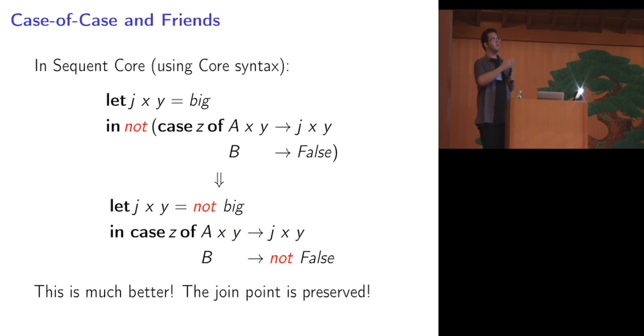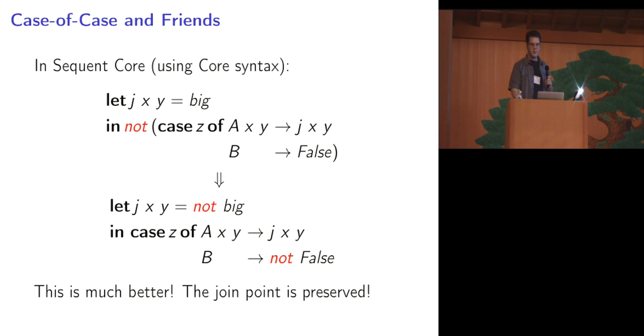So using Sequent core, presented in the syntax of core for simplicity, using the two translations. Here's the same program we start with, and we still want to bring not and false together, but we don't want to ruin the tail call to j. And in Sequent core, the natural thing to do is, instead of calling j and then returning and calling not, you actually push not into the definition of j itself. So it gets pushed into that join point, and we still can compile this as a direct jump. So that's really good.